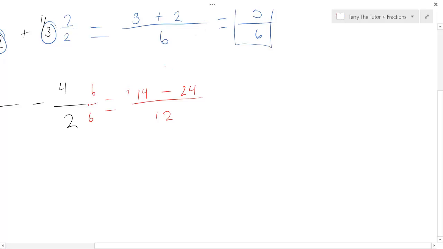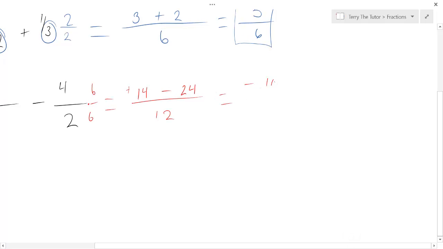So we're going to subtract the two numbers and keep the sign of the larger. 24 minus 14 is 10. 24 is a larger number, so it's going to be negative. So we're going to have negative 10 over 12.